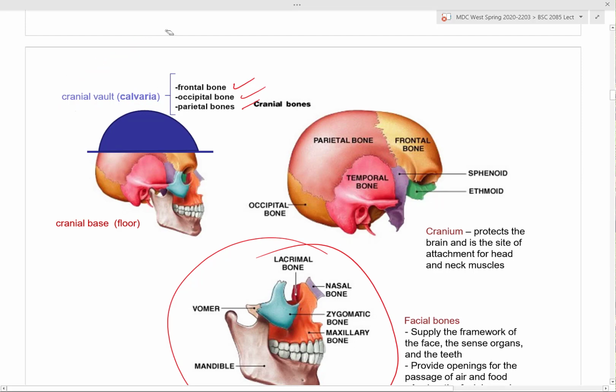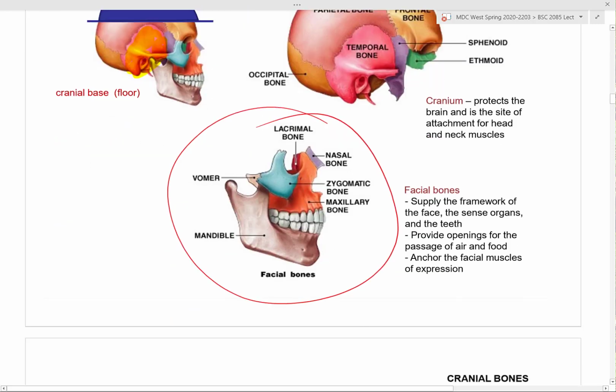So let's talk about the cranial vault or calvarium. You're going to have a question about it. I just put a little hat in there. So that is your cranial vault, right? The one on top. Now the cranial vault or calvarium is formed of the frontal bone, occipital bone, and parietal bone. Please note that your temporal bone is not included. Do you see it? That's a question.